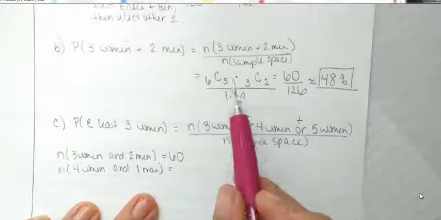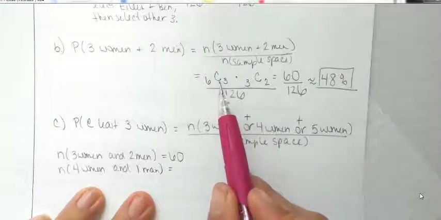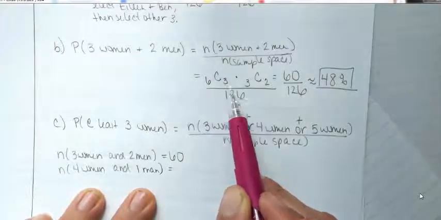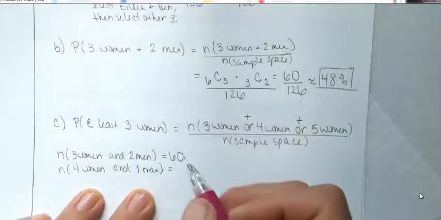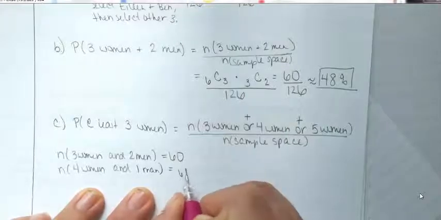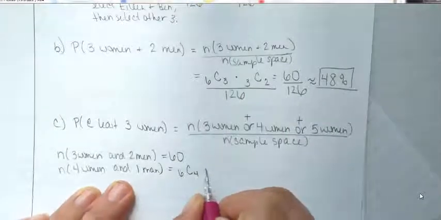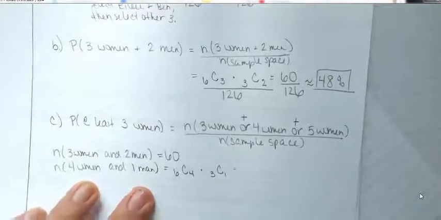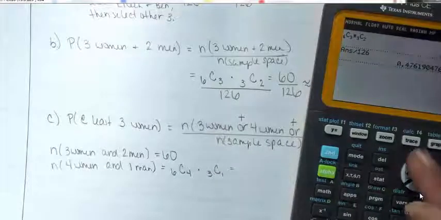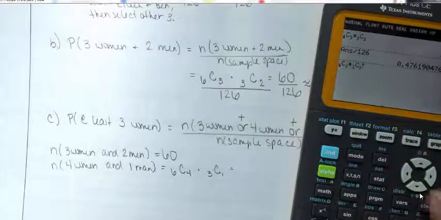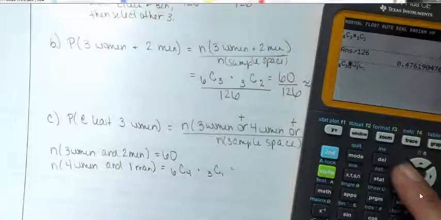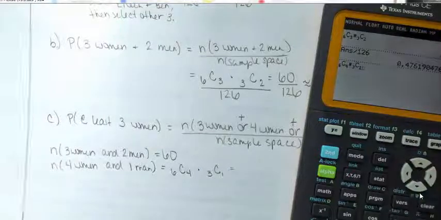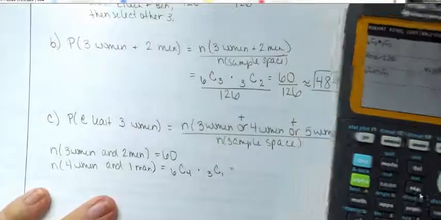So now, I'm going to do basically the exact same thing that I did here. I'm going to have 6 women, but I'm going to choose 4. And then 3 men, I'm going to choose 1. Okay? So this is 6 women, choosing 4 of them, times, and there's 3 men, and I'm choosing 1 of them. And I'll just go back into my calculator. Let's do this. And I got 45 for that one.